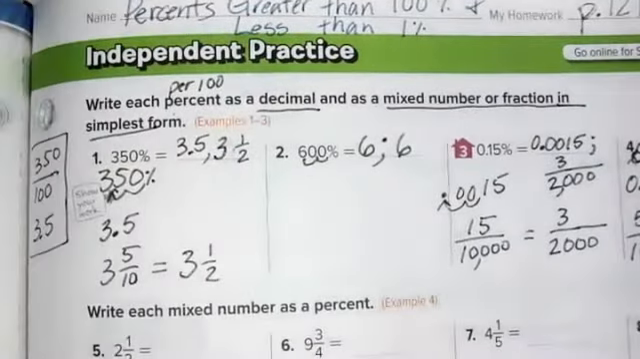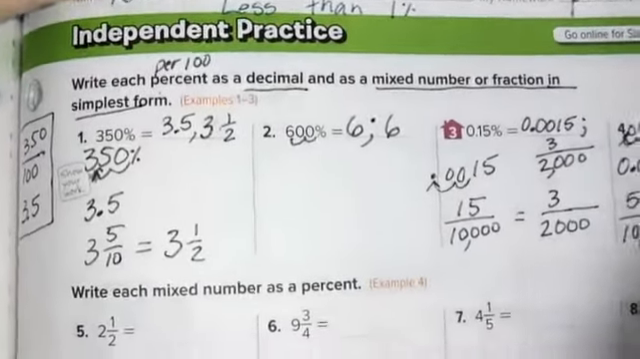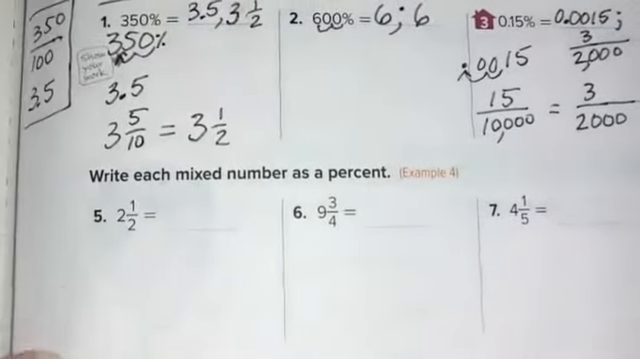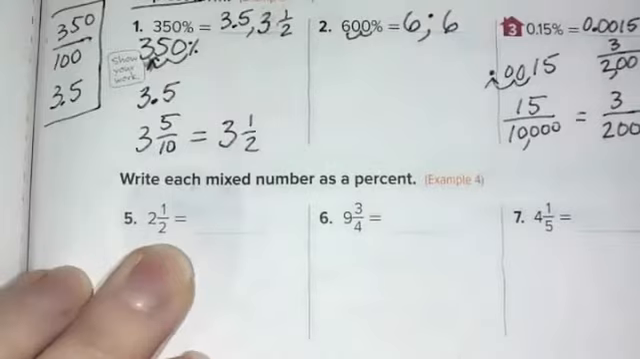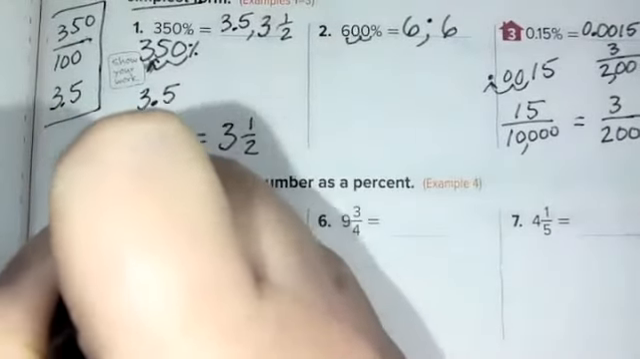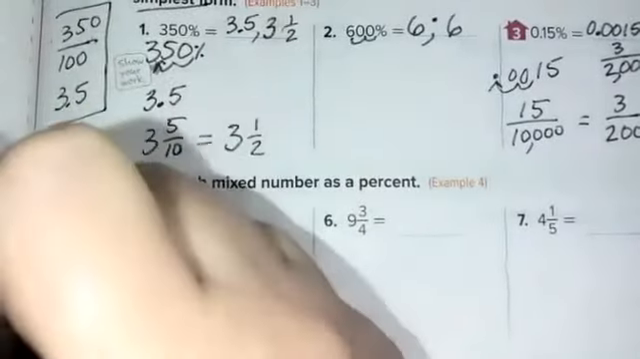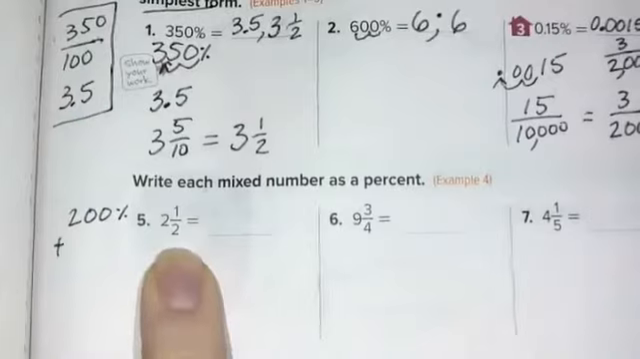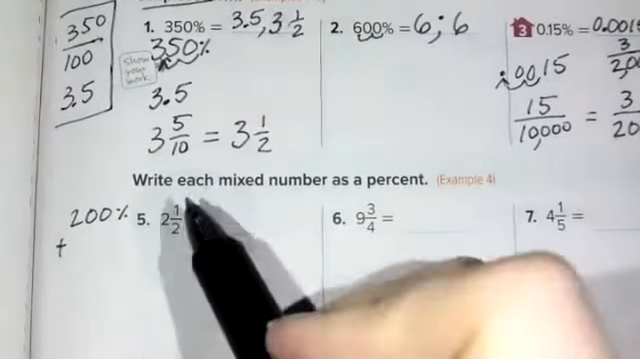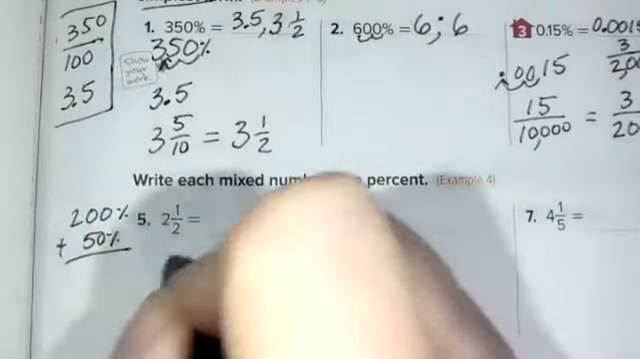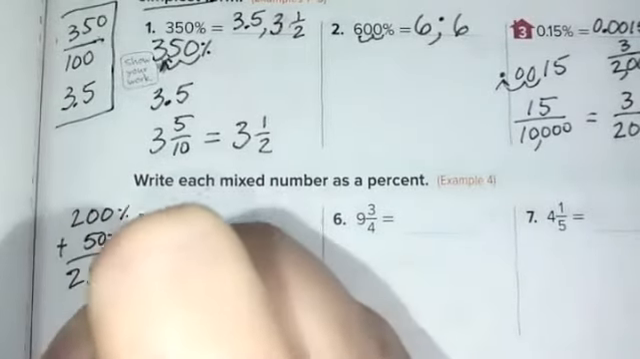Okay, moving on to 5 through 8. Write each mixed number as a percent. So 2 and 1/2. I know that the 2, the whole, is 200%. So I'll just make that note over here for myself, 200%. And I'm going to add that fractional part. 1/2, I have this one memorized, and I'm sure that you do too. Half is the same as 50%. So we have 200% plus 50%, which is 250%.